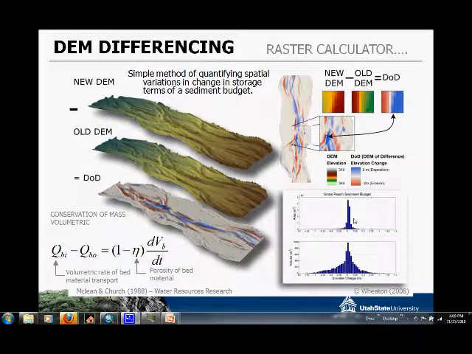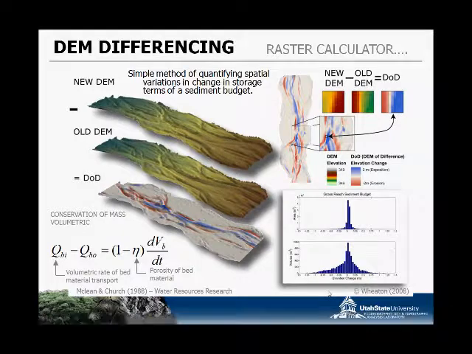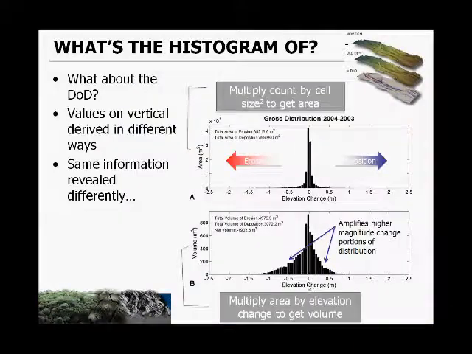Another way of looking at this is just with a simple distribution of the DEM of difference. So we'll call this an elevation change distribution. And if we take a closer look at that elevation change distribution, it's really just a histogram of elevation changes, which is what the DEM of difference calculates. And in the middle here we've got 0 or no change, and then everything to the left would be erosion, the negative values, and everything to the right would be positive values, which we'd call deposition.